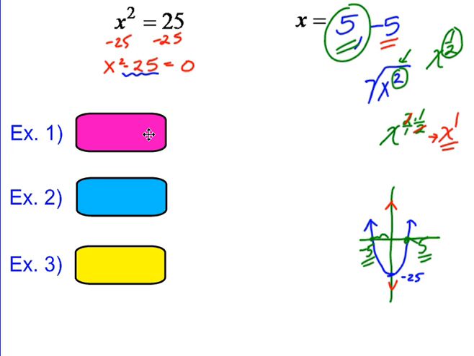So let's take a look at some things. Let's take a look at this. x squared equals 36. If we were to solve this, we would take the square root of both sides. And the square root of x squared is x, and the square root of 36 is 6.